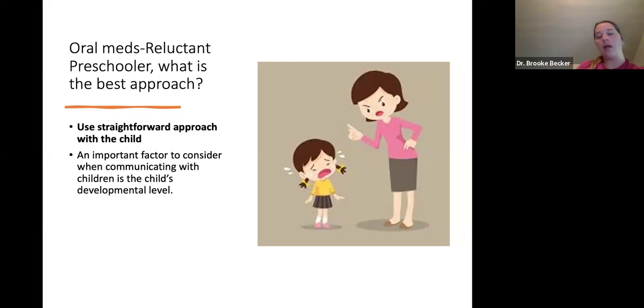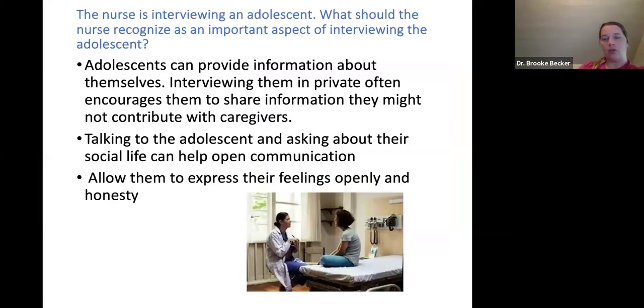If kids are hospitalized, it is easier if you give the parent the medicine and watch the parent give the medicine to the child while you're in the room. That's probably the most beneficial way to do that.